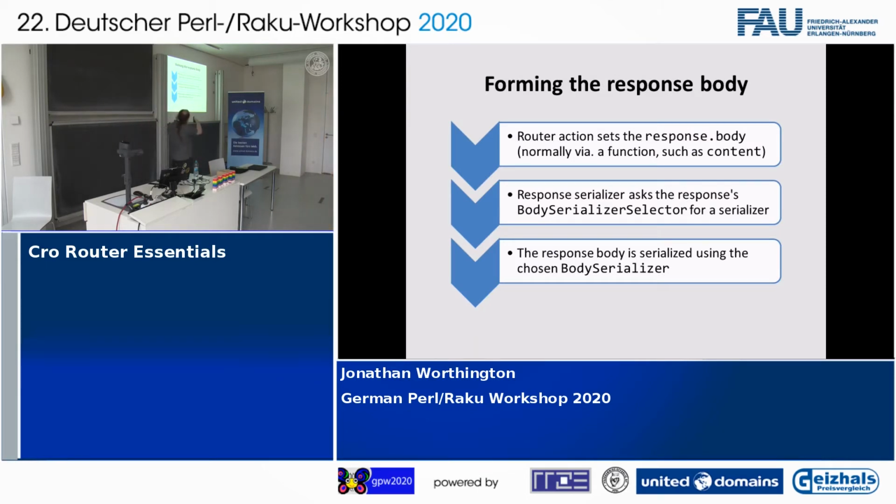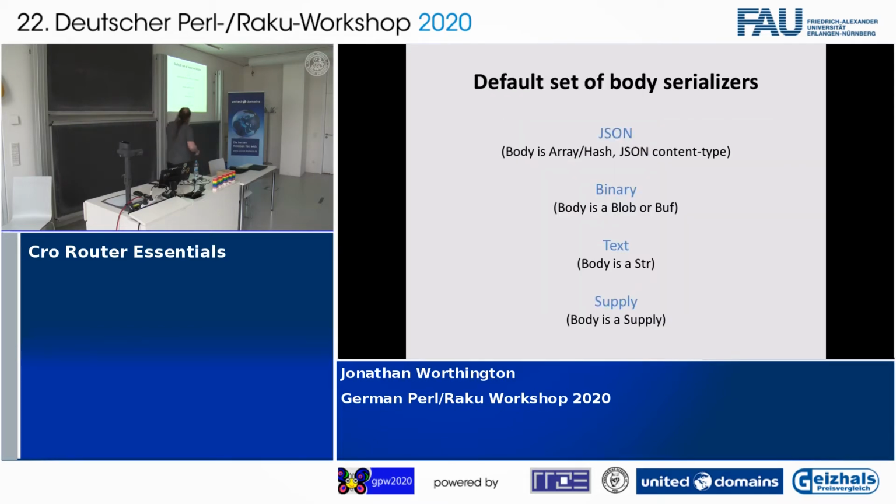Because when we give it a body, it says, okay, I need to figure out how to turn this body into something that I can send over the network as a series of bytes. So it looks and says, what sort of serializers do I have available? And it picks one, and then it uses the one that it's picked in order to serialize it. And these are the ones that you get by default. So you get JSON, you have a binary one, you have text, you have a supply one.